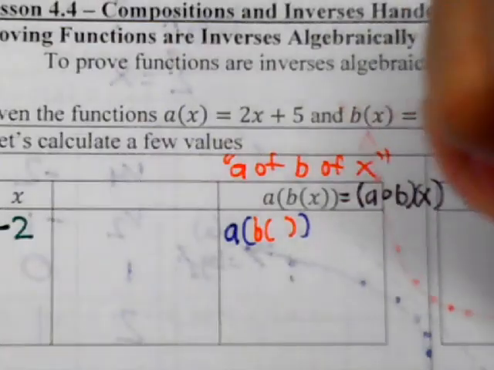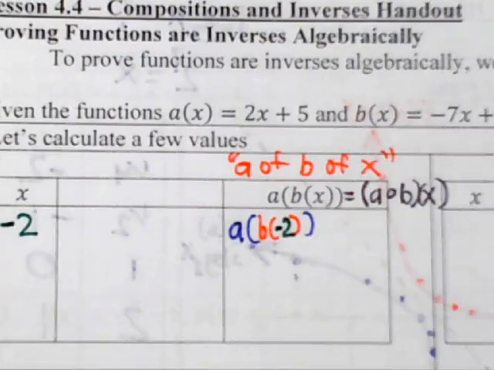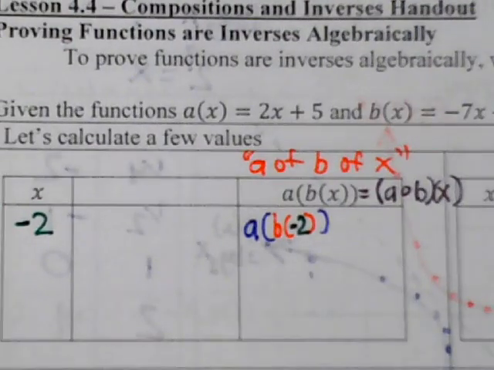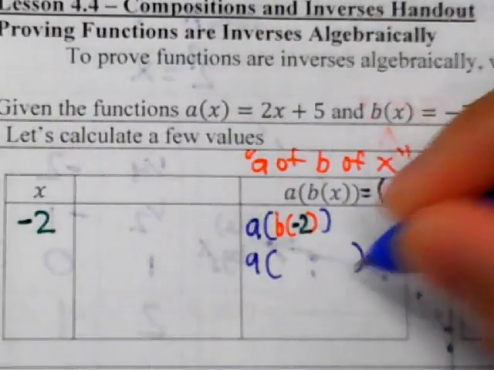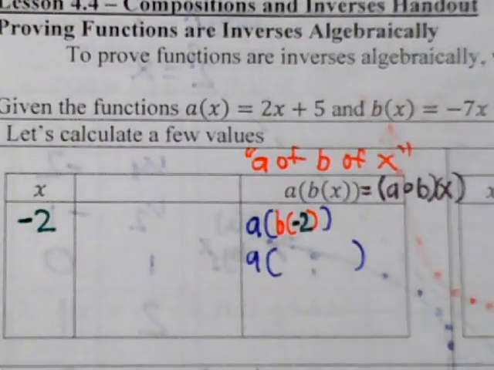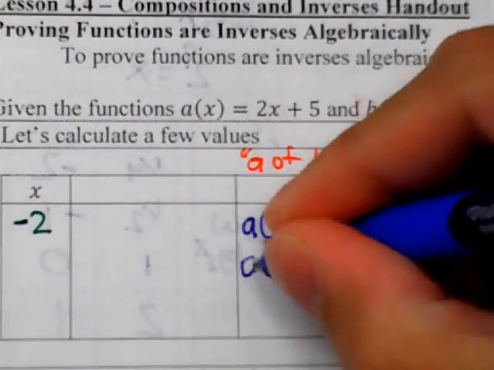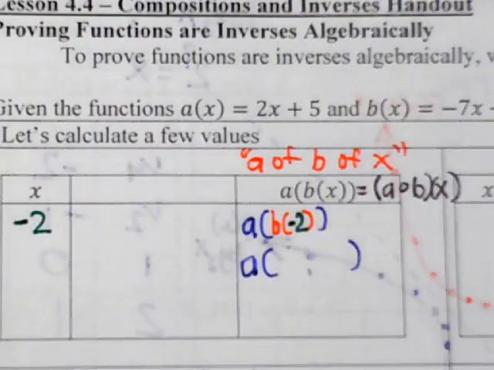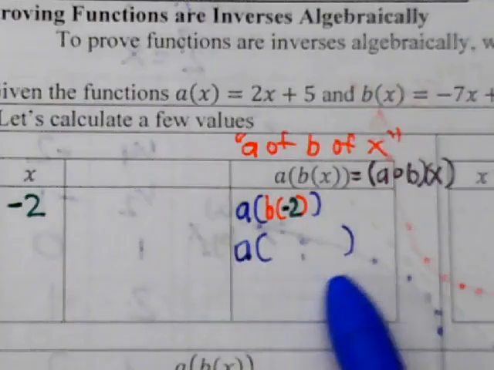Okay, so you just work from the inside out. You're going to keep the big A parentheses for now, which for me is in blue. Sorry, that's an A, not a 9. Again, just leave that A there, but now calculate B of negative 2 on the inside.